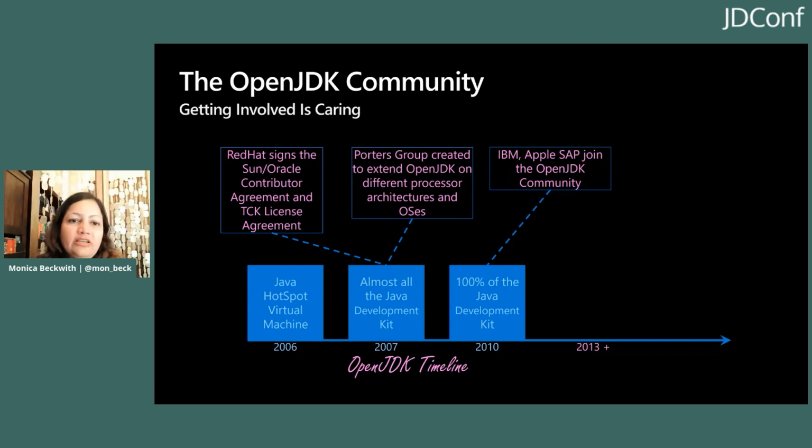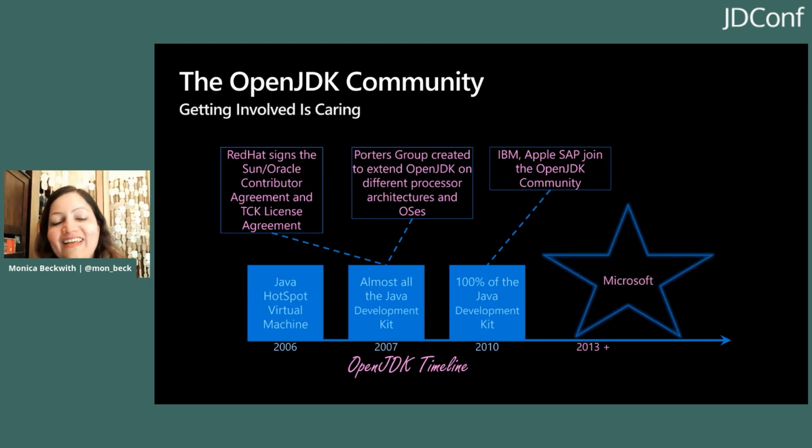In 2013, there was a new star that decided to join this OpenJDK community, and that star was Microsoft. I mention 2013 because this was a collaboration between Microsoft and Azul Systems to improve Java on Azure. That's when the whole Java on Azure improvement started. With that, I hope I provided enough background on OpenJDK and the OpenJDK community, and let's move on to ARM.